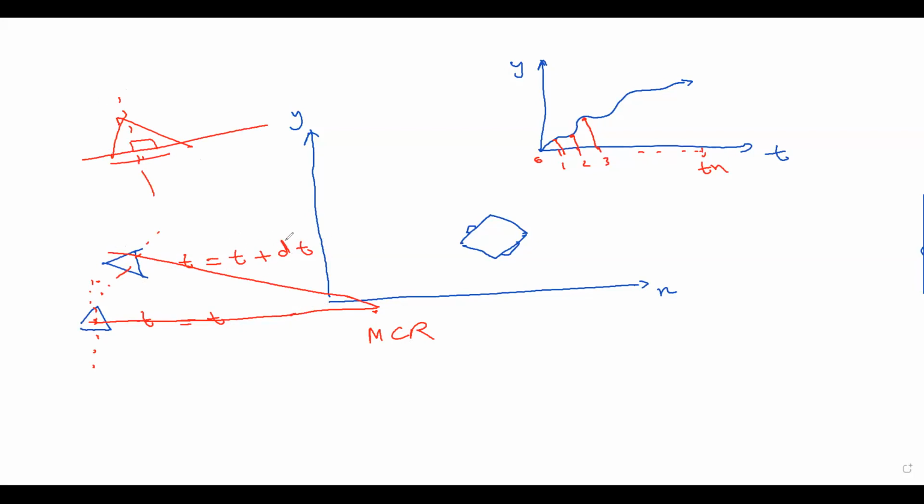So basically the dt time interval, because if you deduct this from this, you get dt, right? So in that interval, there's this MCR. I think you get the idea of the MCR, right?